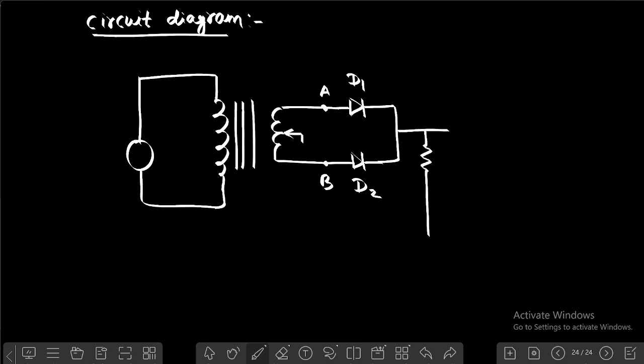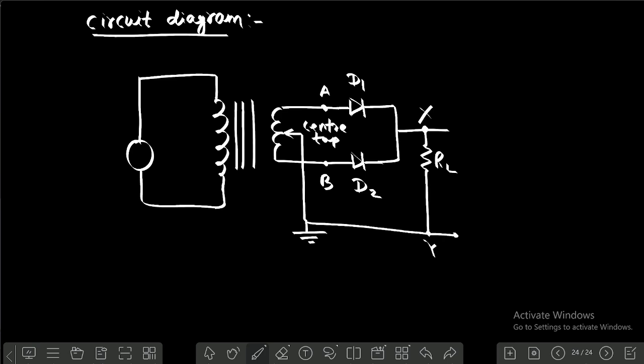Now this RL is coming and joining to the secondary coil here. This is called the center tap. You can write here center tap rectifier. Another one, the bridge rectifier, is not in your syllabus. Across XY we have to take the output. This is the grounding here.